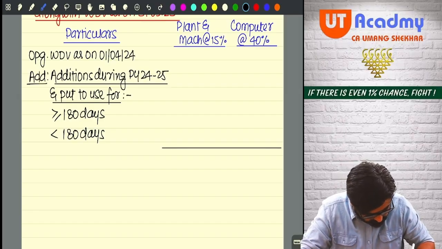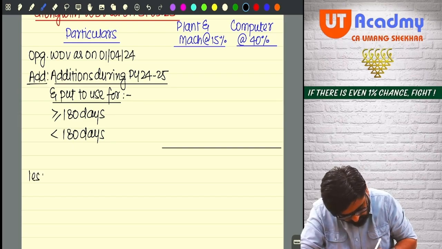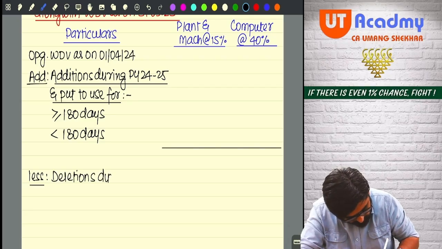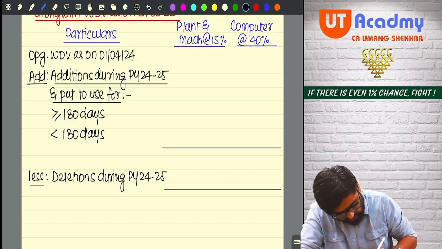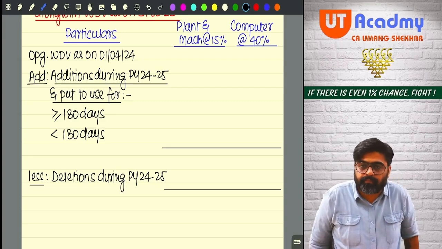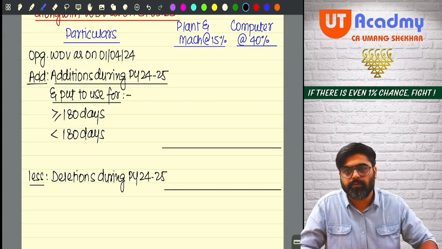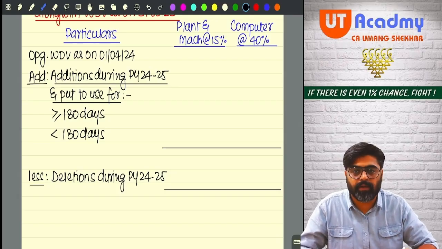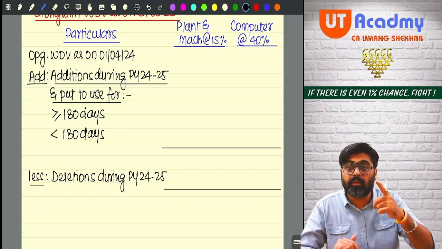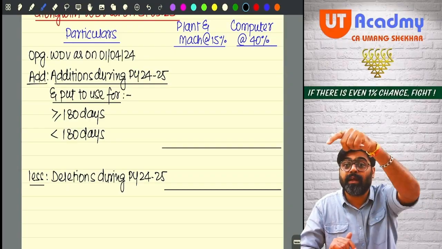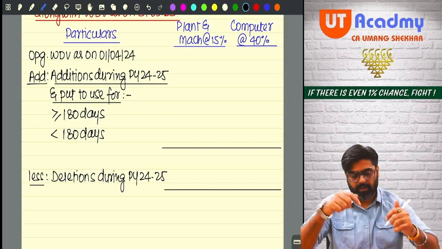So I will now get a balance amount and from there I will less deletions during previous year 24-25. Those deletions I will reduce here. And now I will get the balance. On that balance I will calculate the normal depreciation. But wait, additional depreciation will not be calculated on the balance. Additional depreciation will be calculated on the actual cost, meaning the additions amount. Getting my point? Pay attention.